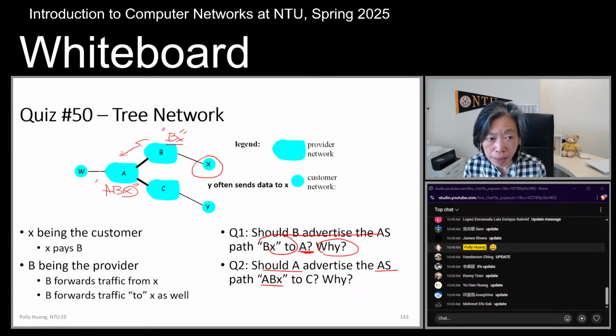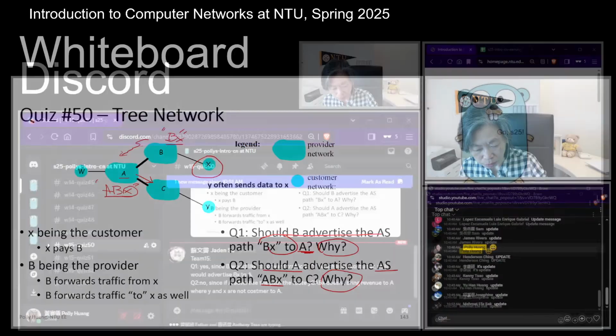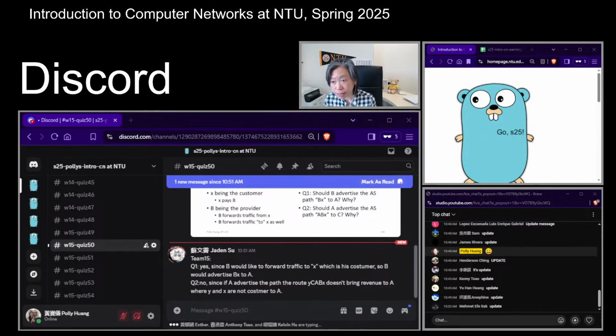Should A here pass ABX to C? Okay, what do you think? All right. And what's more important? Tell why. Good. Let's go to the Discord space, channel quiz 50.